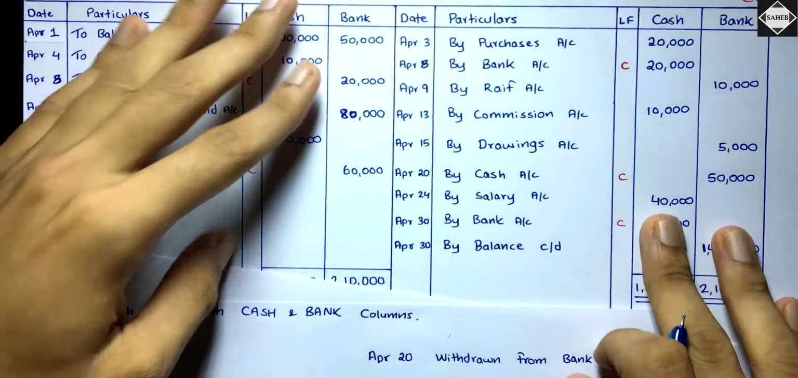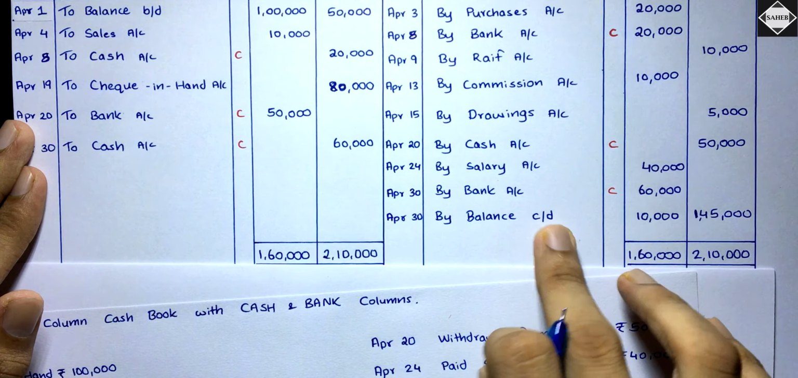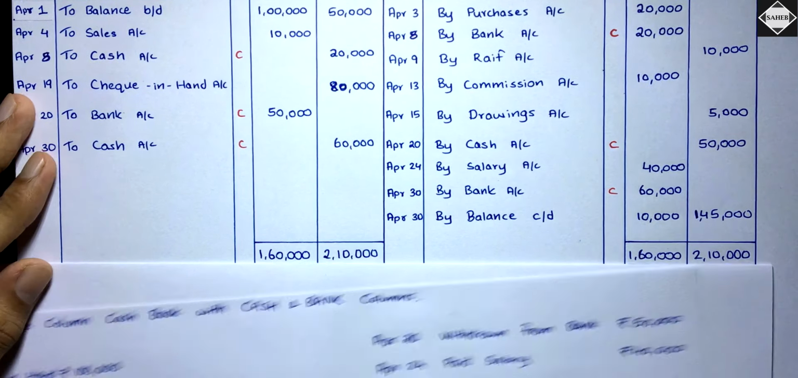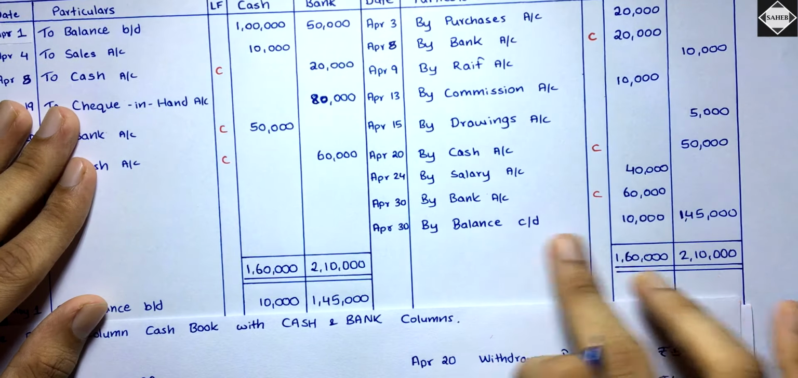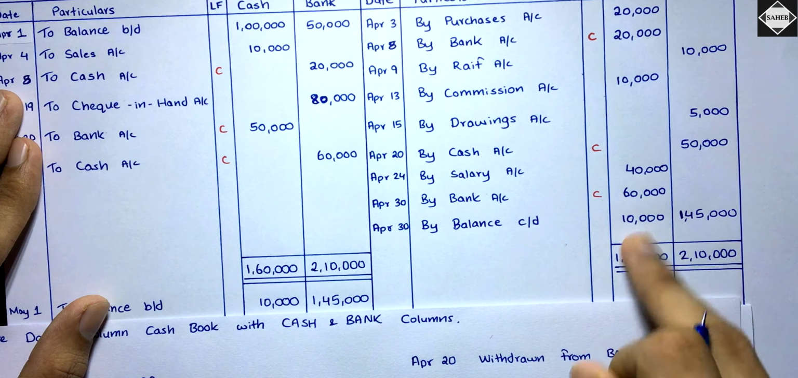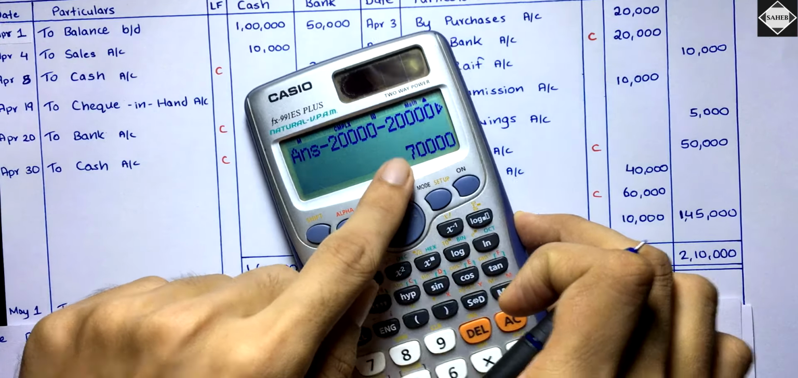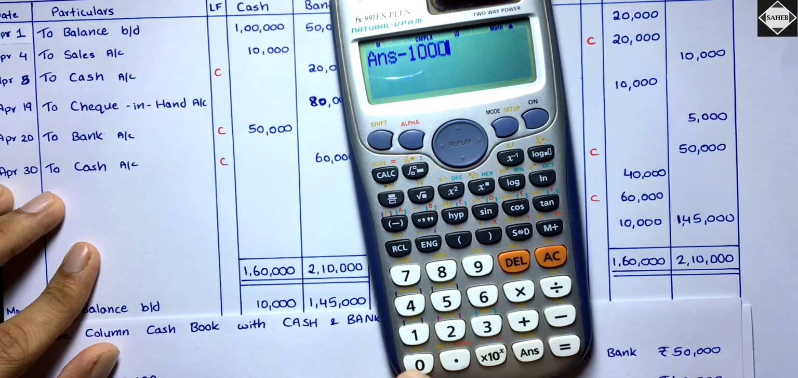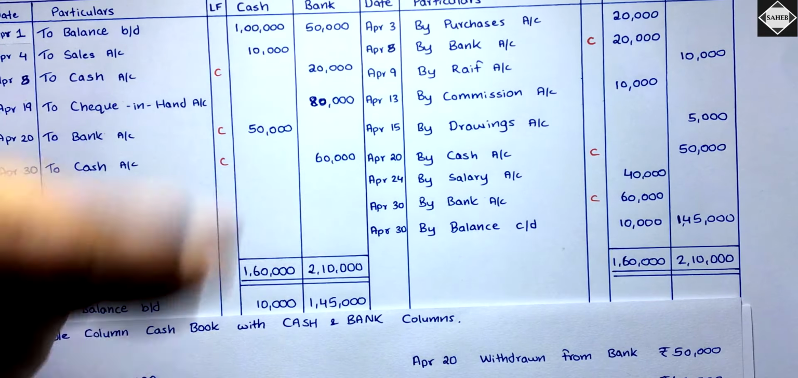So what you will do, see, it's simple. April 30 by balance carried down. This is the closing balance. So closing balance of the cash account should be 10,000. That is what this is saying, retain 10,000 at last. So by balance carried down 10,000. You will take this over here. And then as a balancing figure, you will make the deposit. So 70,000 you had, if you're keeping aside 10,000, then the remaining 60,000 has to be deposited into the bank.